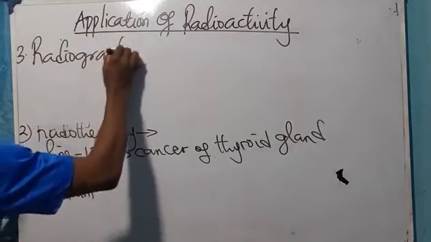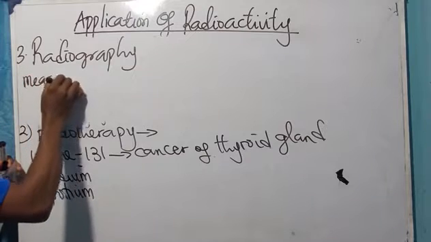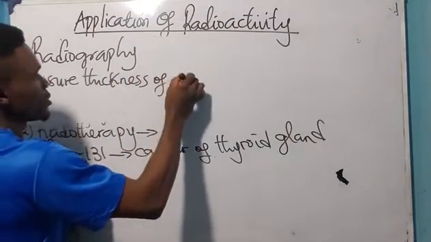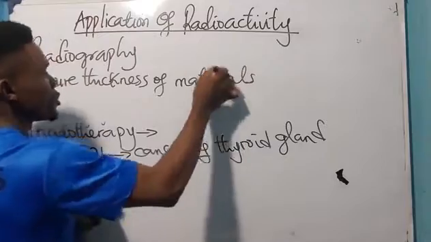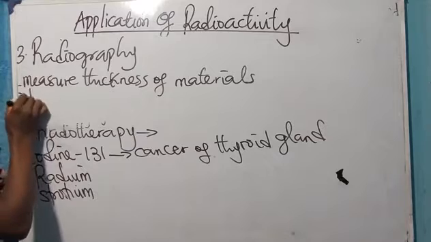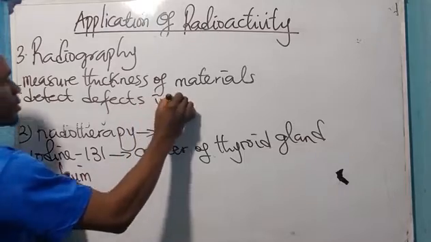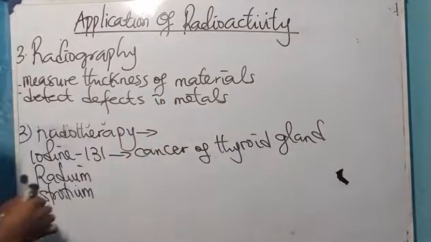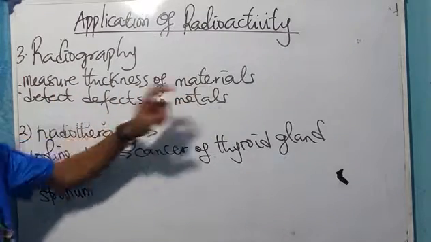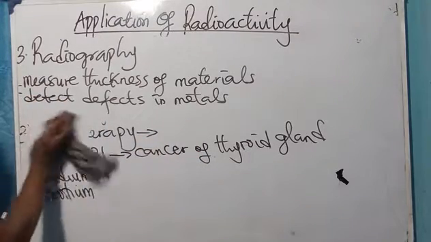Radiography. Some radioisotopes are used to measure the thickness of materials, and also to detect defects in metals. So some radioisotopes are used to measure the thickness of materials and also to detect defects in metals. Take note of that.